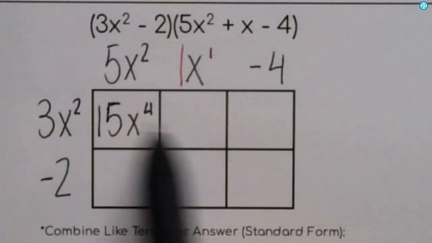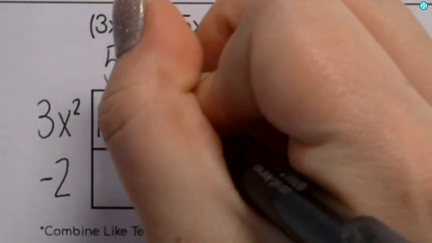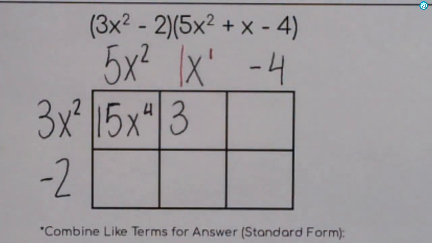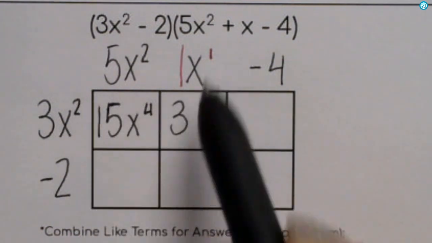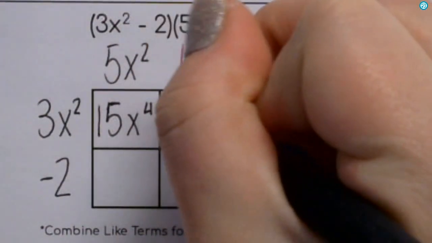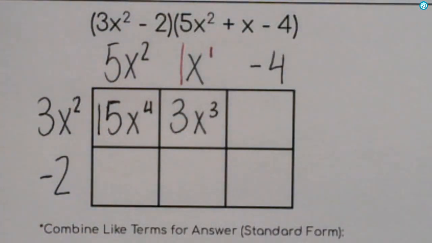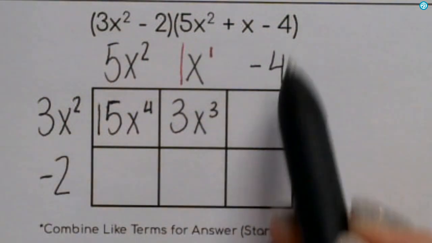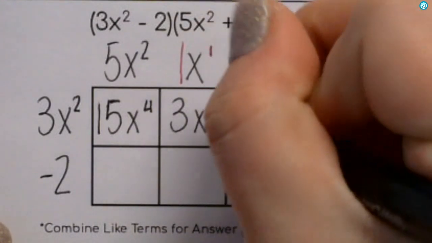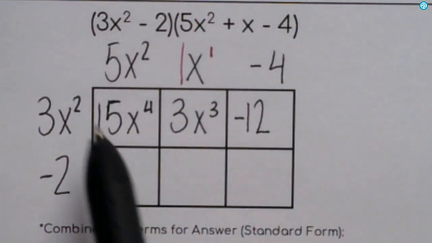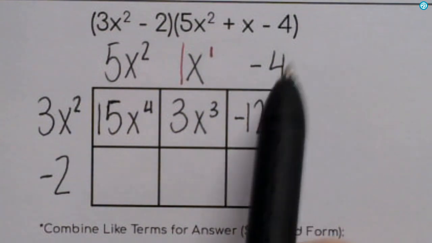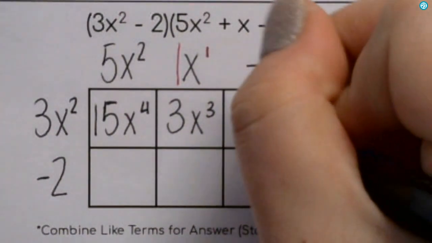Top middle box. 3 times 1 is 3. Add our exponents. 2 plus 1 is 3. Okay, and then top right-hand box. 3 times negative 4 is negative 12. And then this x squared plus no x's here, still an x squared.